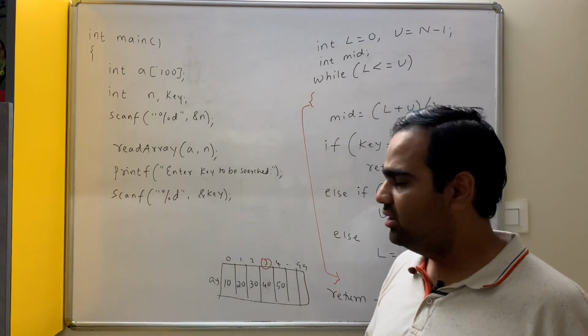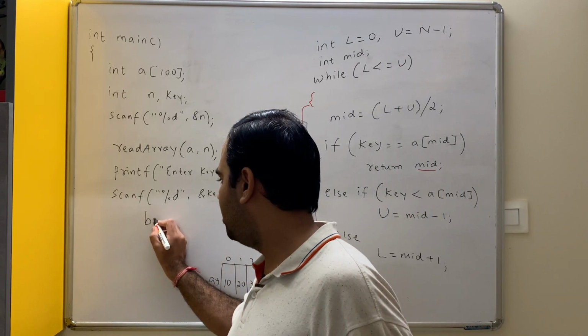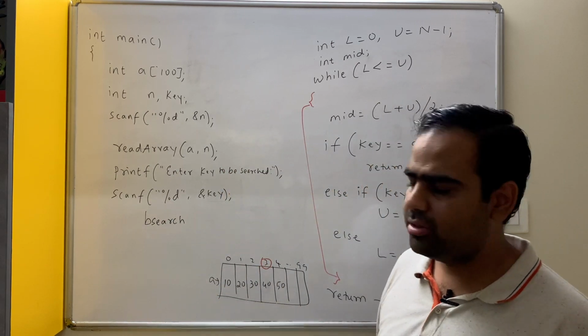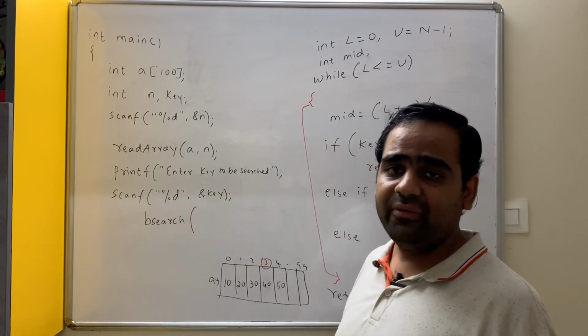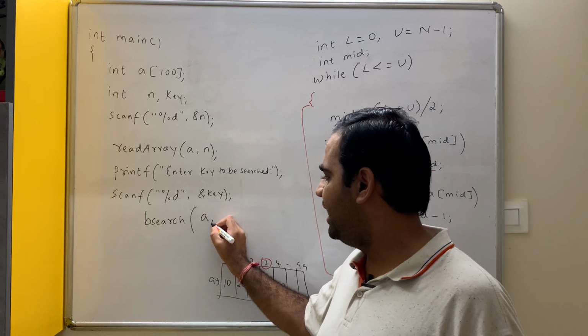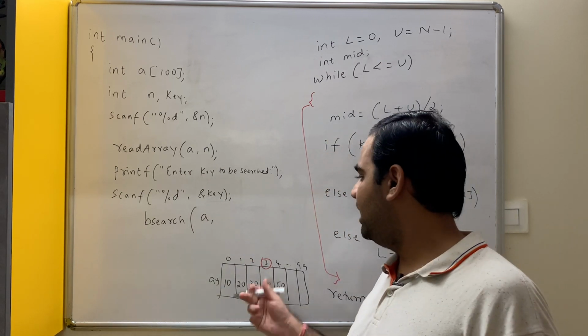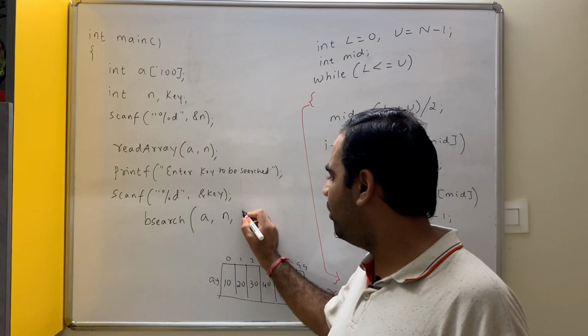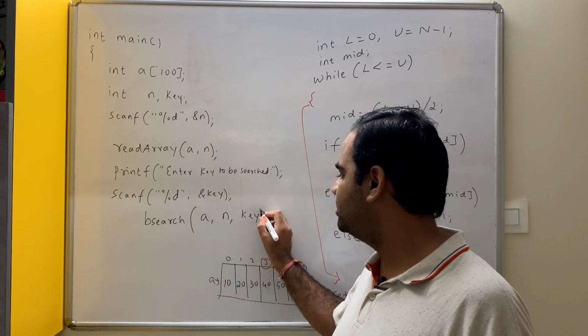Is it okay? Therefore, let us write one function called bsearch. You can give any function name. Bsearch means binary search. In which array do we want to search? In this array A I want to search. How many array elements are there? There are n array elements, which is 5. And what do I want to search? I want to search key.